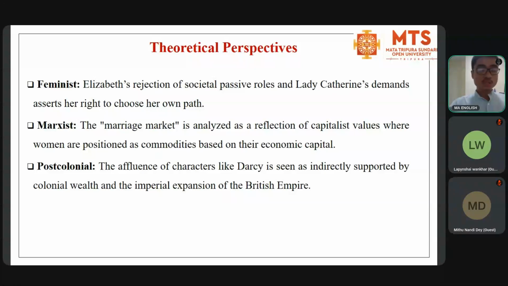It was a generosity of him, but he also had a purpose. What was the purpose? His purpose was to get married to Elizabeth Bennet. Had he not paid the money, maybe Elizabeth would not have accepted his proposal at the end. So that is also one thing we can look at through the post-colonial theoretical framework as well.